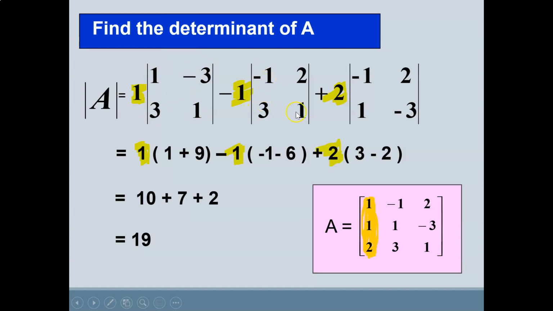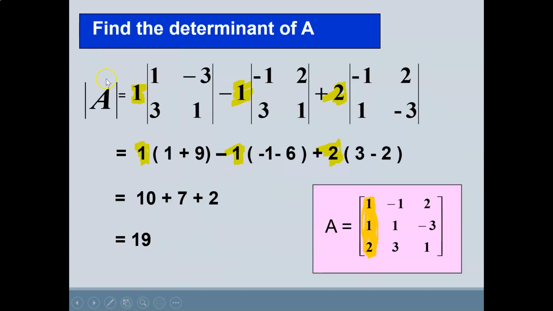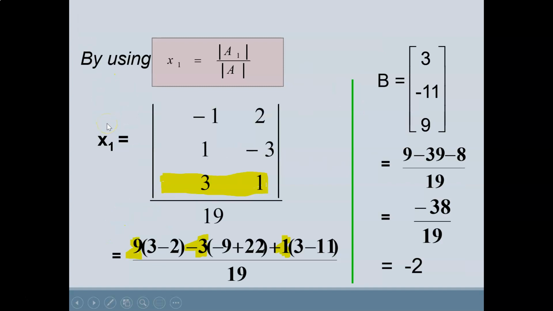Negative 1 times 1, you get negative 1. Minus 2 times 3, minus 6. So, in here, negative 1 times negative 3, you get 3. Minus 2 times 1. So, you get 2 over here. So, you solve for this one, you get 19. So, 19 is your determinant for A. Okay, then we move on to find A1 ni pula.